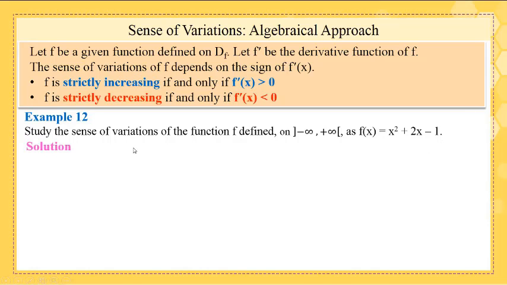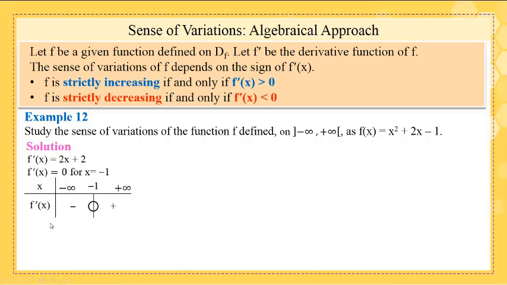First, we must determine f prime of x, which is equal to 2x plus 2. Second, we must determine the roots of f prime of x, which is minus 1. Third, we must set up the table of signs of f prime of x. Here, since f prime of x is a polynomial of degree 1, on minus infinity minus 1, f prime of x is negative, so f is strictly decreasing. On minus 1 plus infinity, f prime of x is positive, so f is strictly increasing.